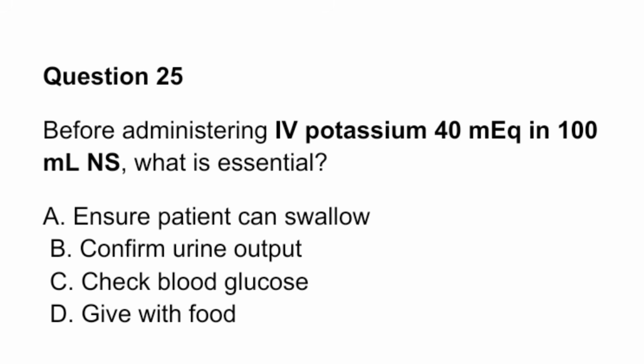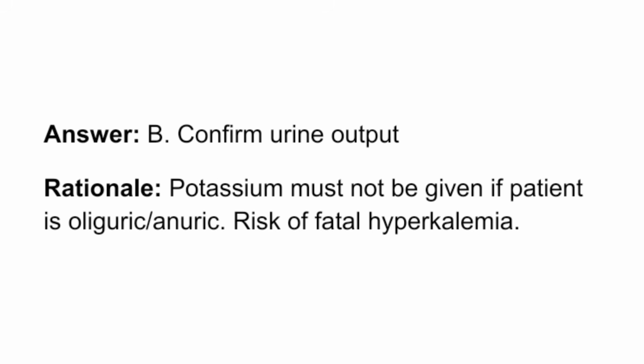Question 25. Before administering IV potassium 40 milliequivalents in 100 milliliters NS, what is essential? A. Ensure patient can swallow. B. Confirm urine output. C. Check blood glucose. D. Give with food. Answer: B. Confirm urine output. Potassium must not be given if patient is oliguric or anuric, risk of fatal hyperkalemia.